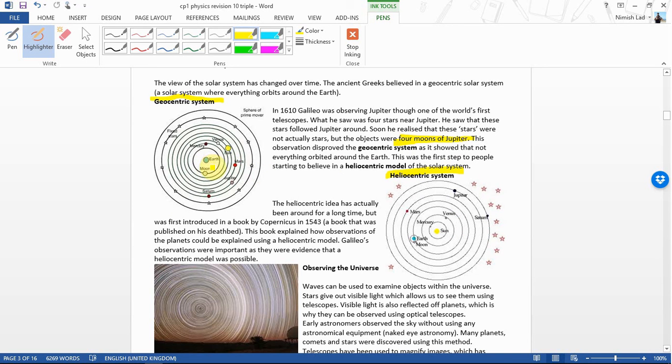Some things went around Jupiter. It didn't prove that the heliocentric was right because it didn't show that all the other planets went around the Sun. Okay, so that's why Galileo's observations didn't prove the heliocentric right. It did prove the geocentric wrong, but did not prove the heliocentric right. Okay, so most people started to believe the heliocentric because the geocentric got proved wrong. So that's everything for the assessment over there.